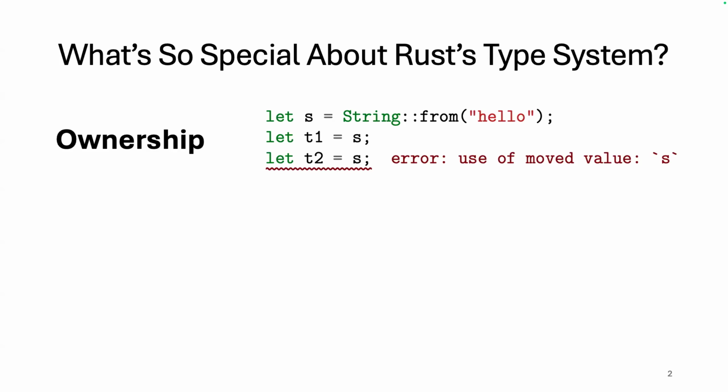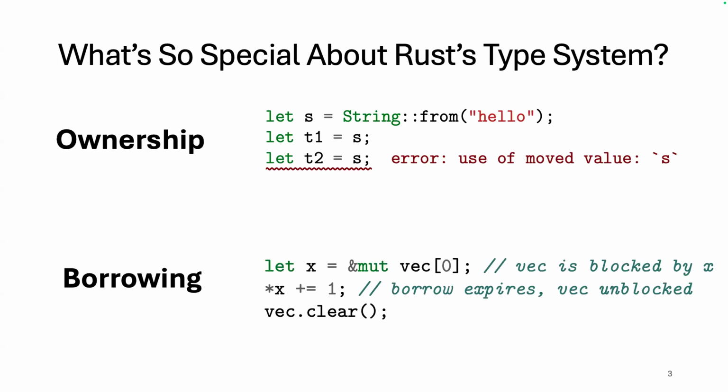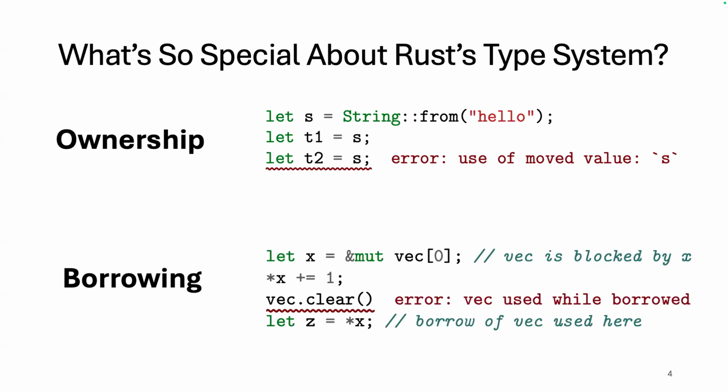But if you were to program exclusively in this style, it would be quite restrictive. So Rust has a feature called borrowing that allows this ownership to be temporarily transferred from one place to another. This borrowing is also tracked by the type system. So when a place is borrowed, for example, the type system restricts how it can be used.